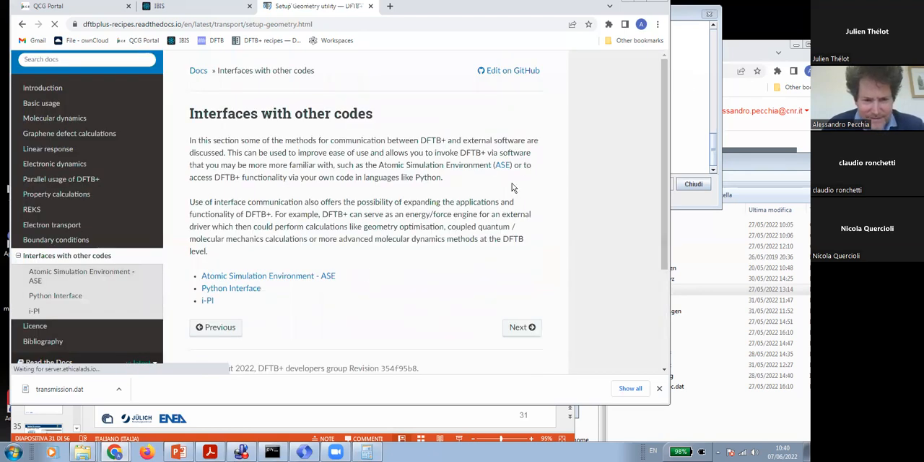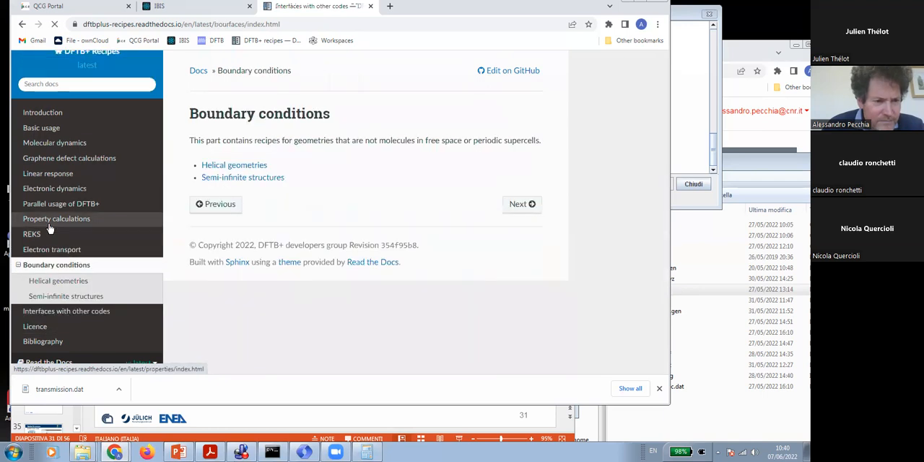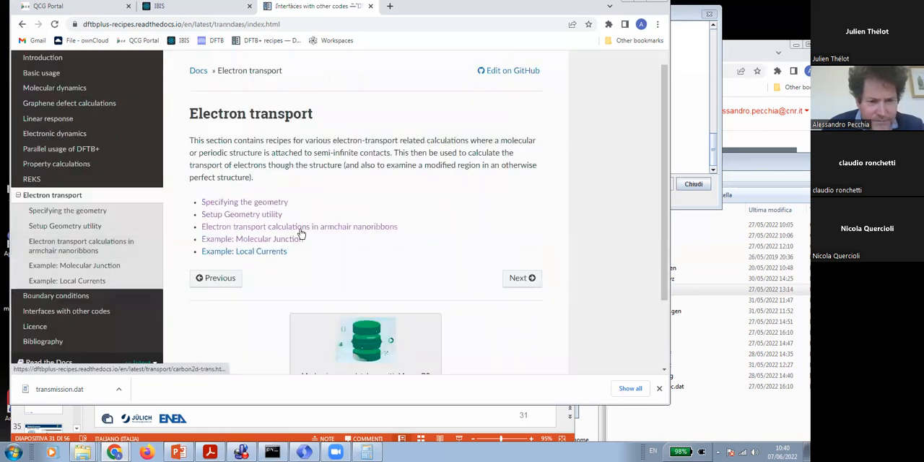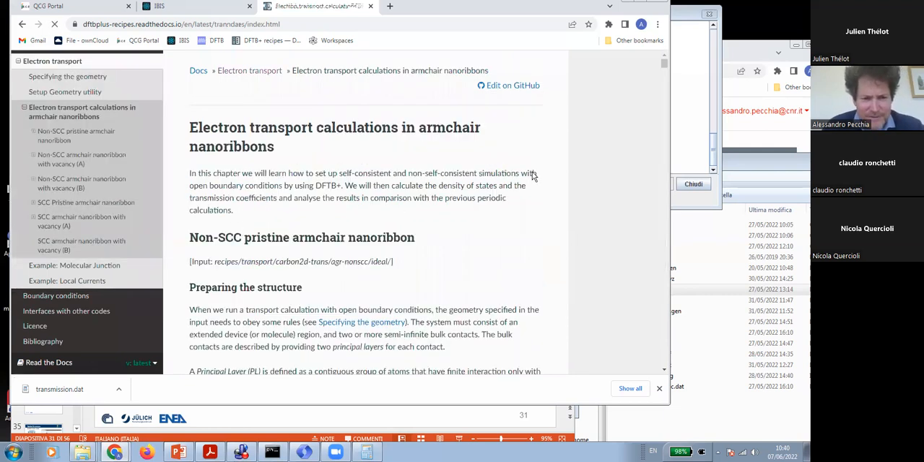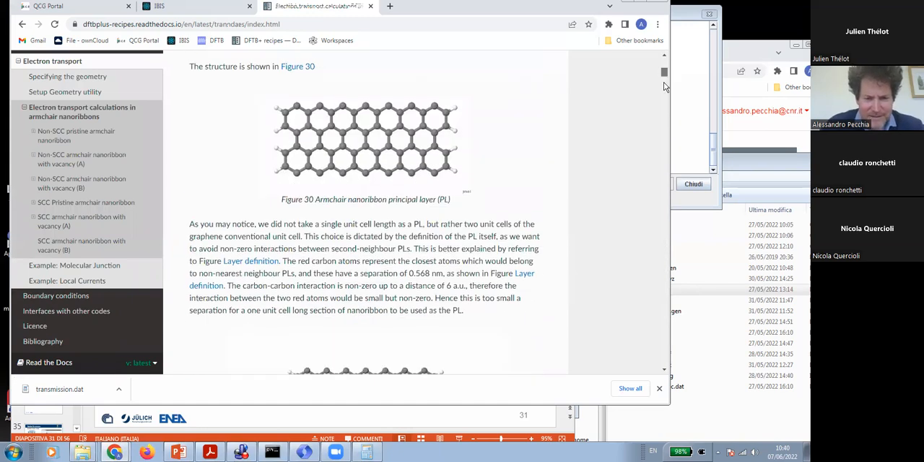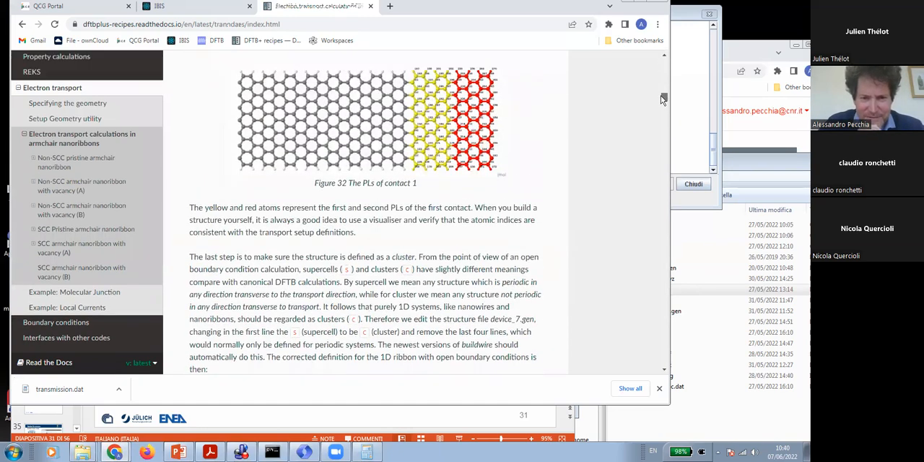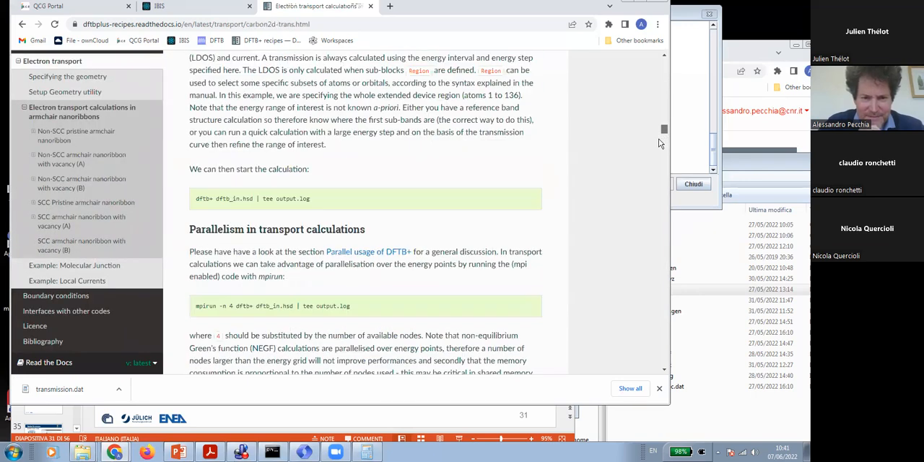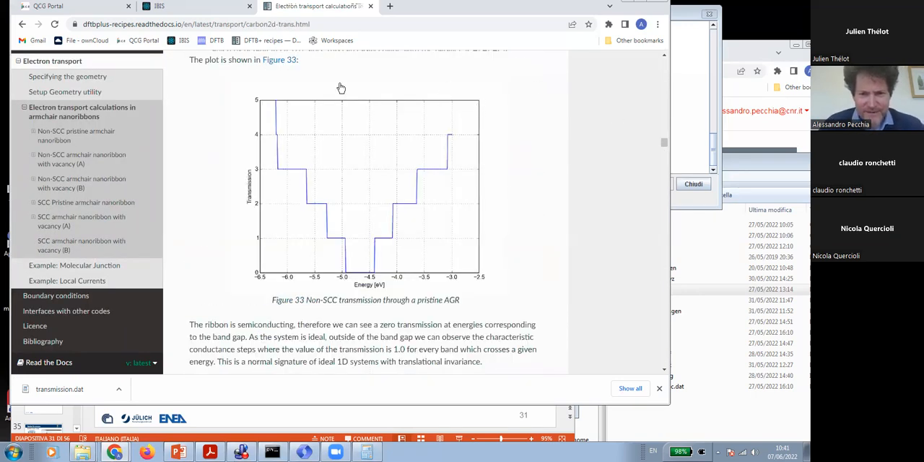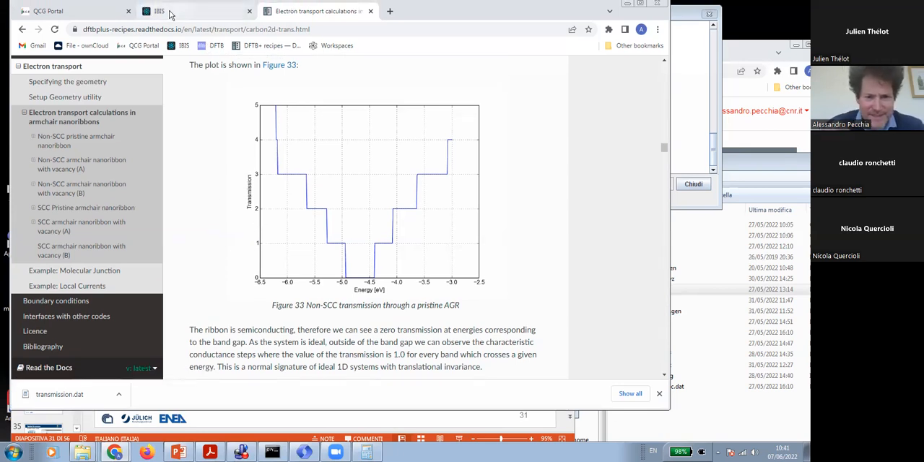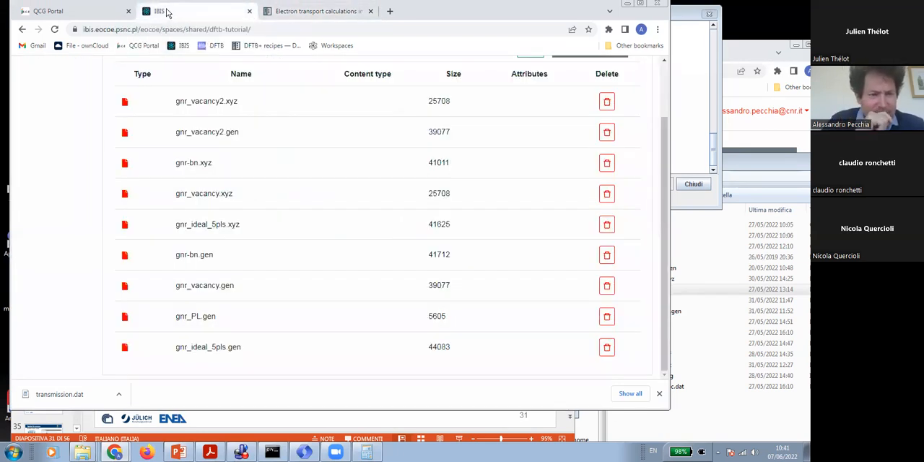And in the end, electronic transport, okay, electron transport in armchair nanoribbon, we are following now this part of the tutorial with the idea to arrive to calculation of transmission. This plot is what we are aiming for as a first example.